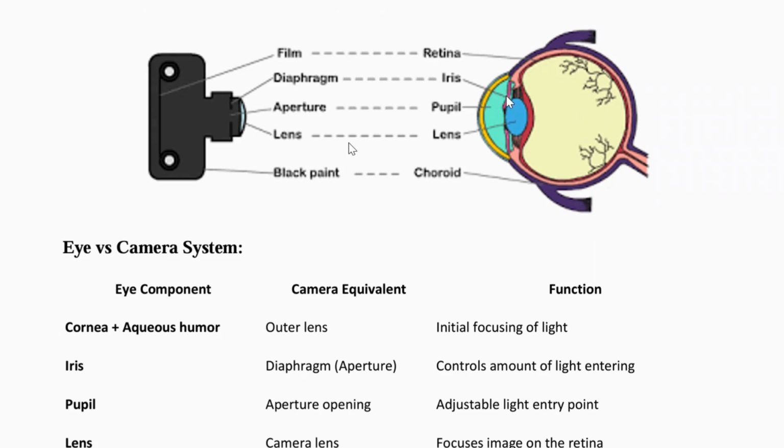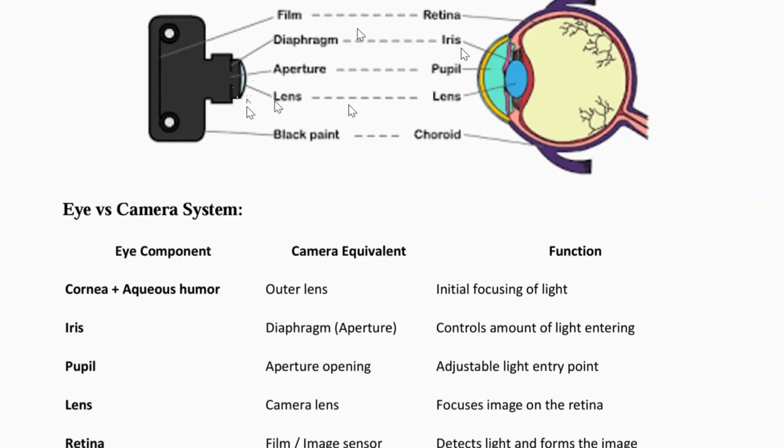Next comes our iris part. Iris here is equal to the diaphragm. That is, it controls the amount of light entering. Next, pupil here is the aperture opening. It is an adjustable light entry point, how much light should enter. Next comes lens. Here the camera lens, here the eye lens. It focuses the image on the retina.